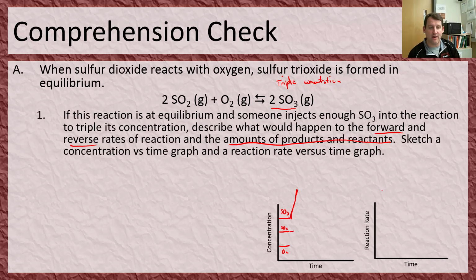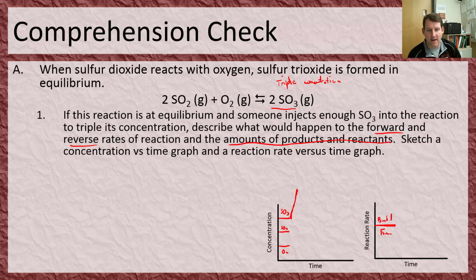Now for the reaction rate, I'll help you here too as well. Since we start out at equilibrium, we know our forward and backwards reaction rates are equal. So I'm going to draw them right here. There's the forward and there's the backwards, equal to it, right on top of each other. So this is both the forward and backward.